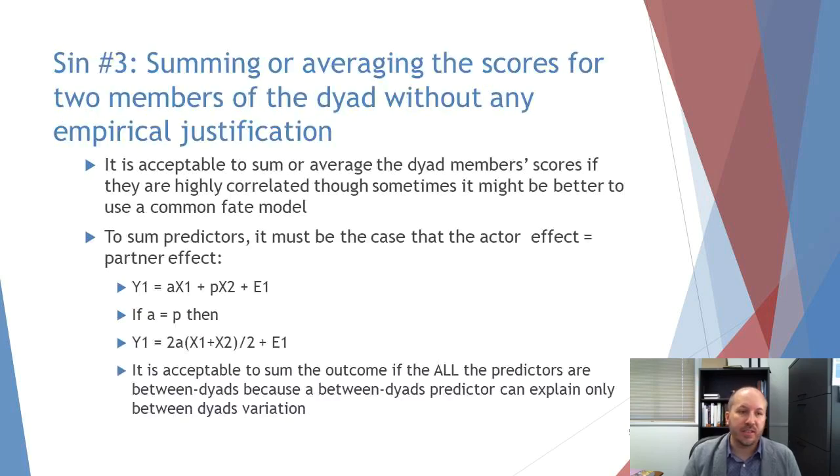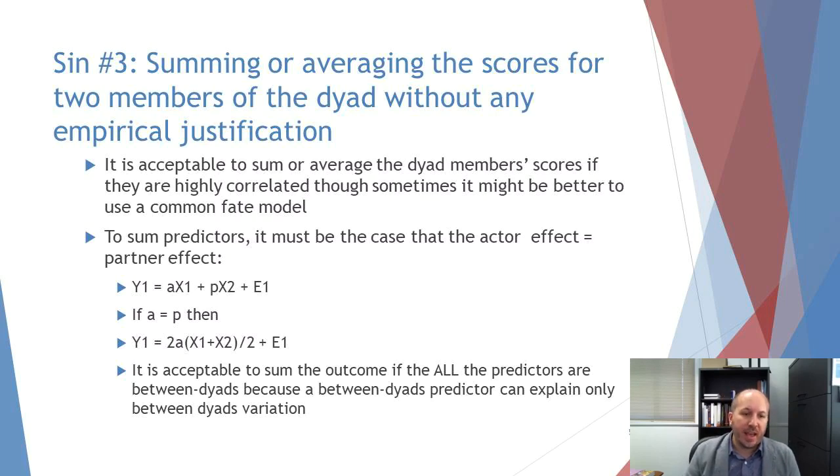The third sin is summing or averaging the scores for two members of the dyad without any empirical justification. This is something that has been common in past research where they didn't have the tools or the know-how to do a dyadic analysis, so they just took the dyad and summed or averaged their scores together and then did an analysis of the couple score rather than doing dyadic analyses of the dyad separately.